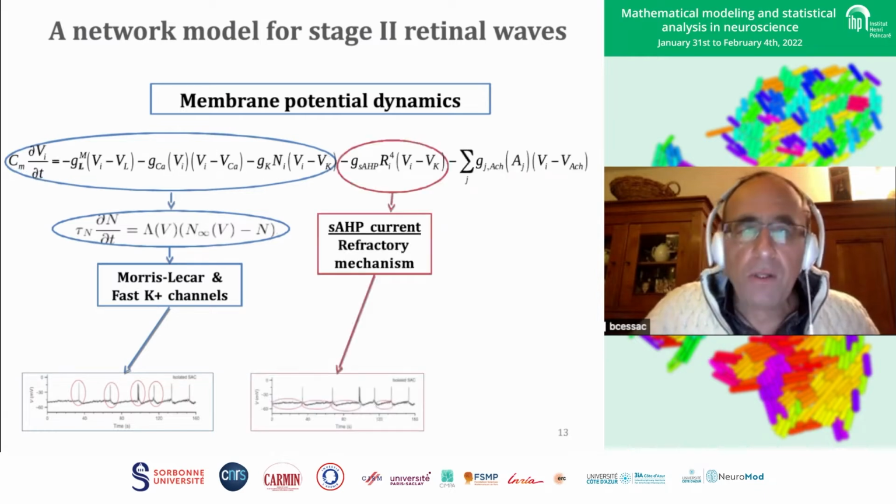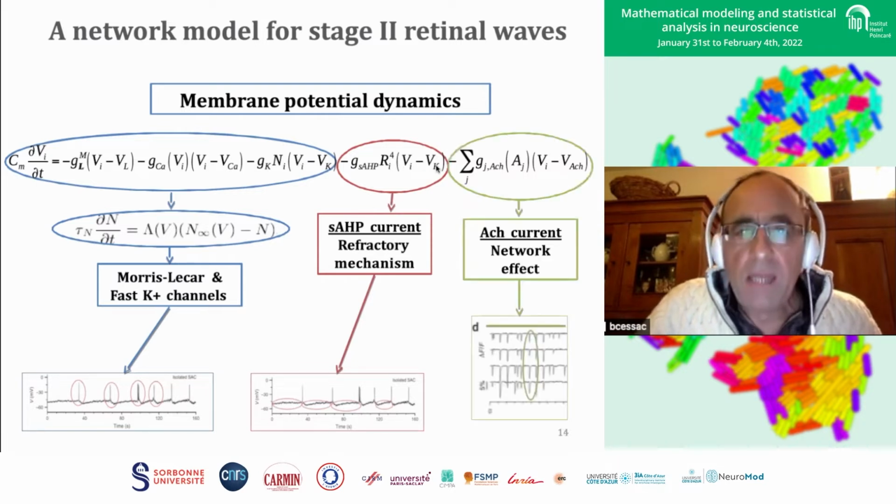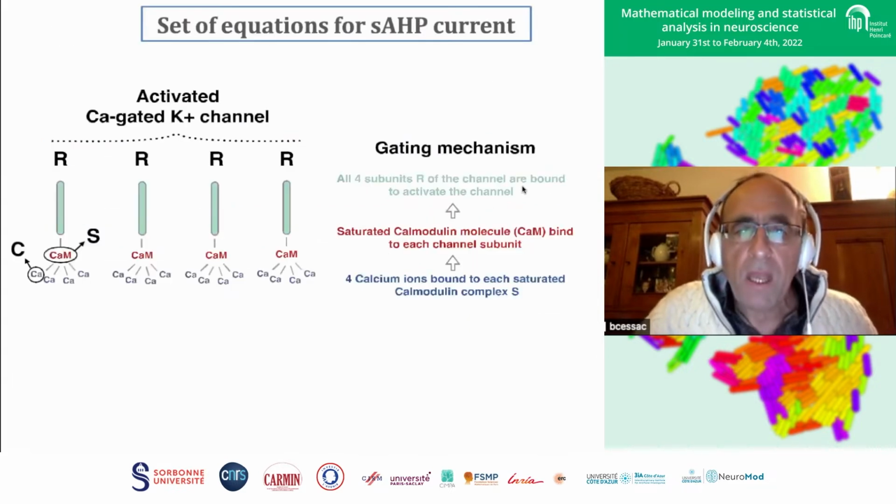The second part of the model is how to model the slow after hyperpolarization current, which we see here. And it is modeled by a current of this type, where I'm going to explain the variable R. It's a potassium current, but in contrast to this one, it is very slow. And the last term is acetylcholine coupling that I'm also going to explain.